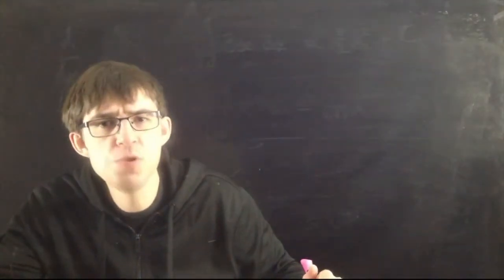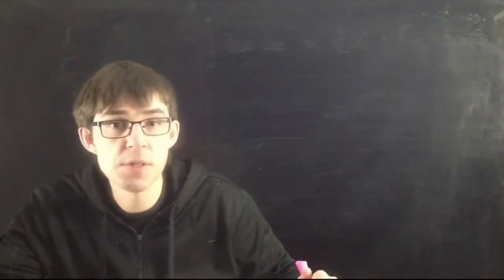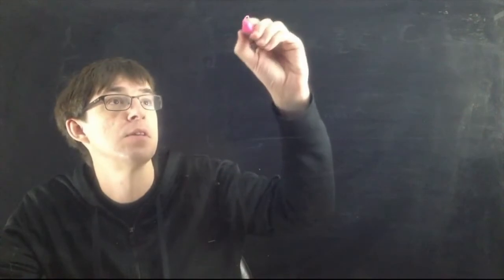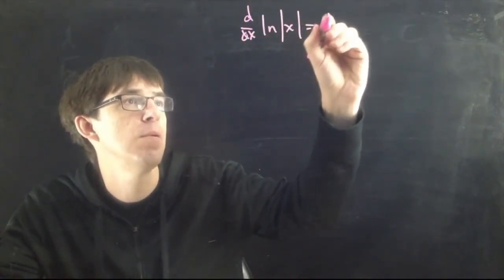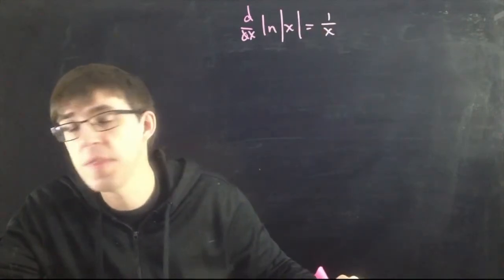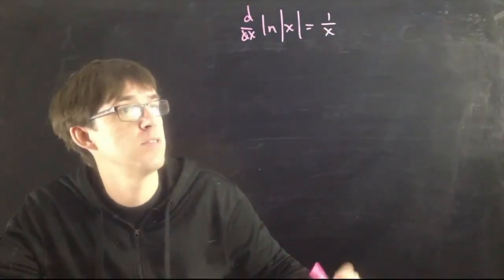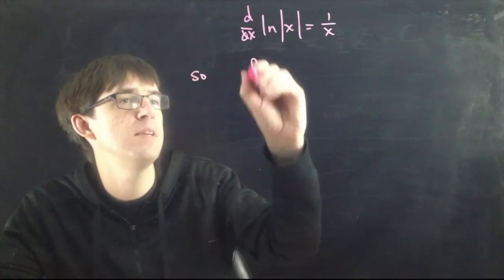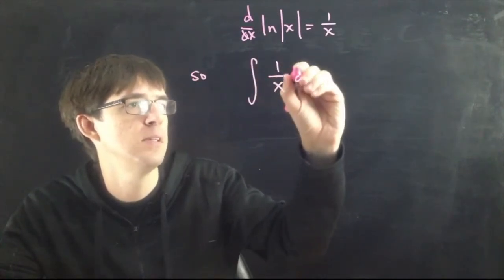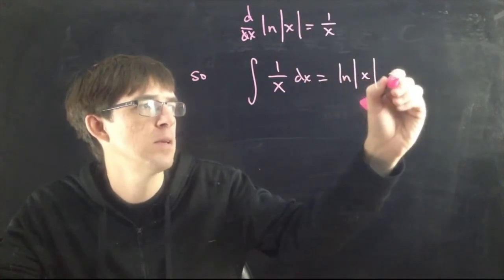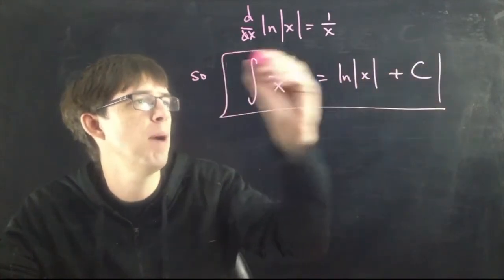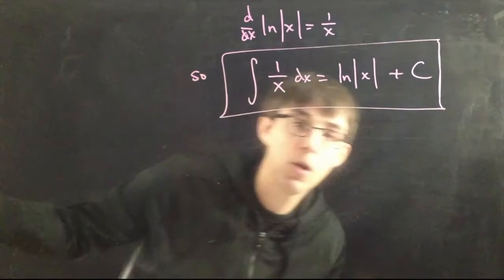Do you remember the function whose derivative is 1 over x? There is such a thing. It is the natural log of x. This is one of the things that we talked about. In fact, the most general way to say this is the natural log of the absolute value of x. Its derivative is 1 over x. So what that means is the integral 1 over x dx equals natural log absolute value of x plus c. So put this in a box somewhere and memorize that also.